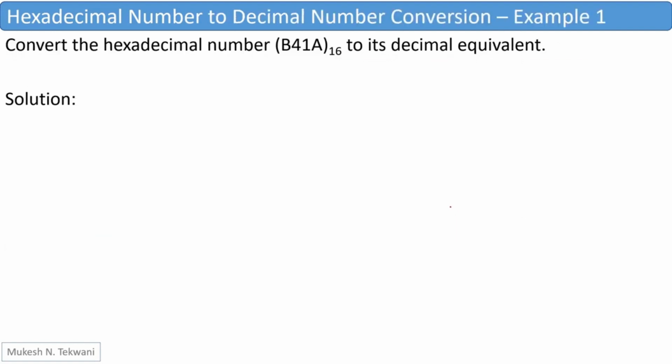Let us take the first example of how to convert a hexadecimal number B41A to its decimal equivalent. Now, the first thing that we need to do is identify the least significant digit, which is A in this hexadecimal number, and the most significant digit, which is B.